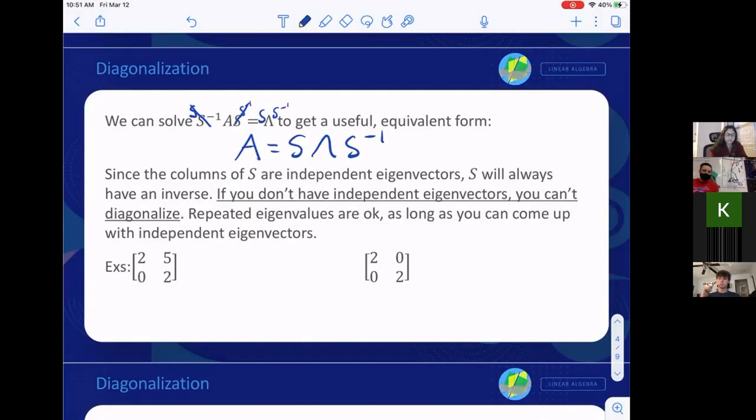Like before, we'll do a lot of 2 by 2s, so finding the inverse shouldn't be hard. Any of the ones that are 3 by 3s or bigger will probably have a lot of zeros, to make it as easy as possible to invert that S matrix. Again, since we need an inverse, we have to have independent eigenvectors, which means you won't always be able to diagonalize. If I can't get independent eigenvectors, I can't diagonalize the matrix. Repeated eigenvalues are okay, as long as you can get independent eigenvectors.